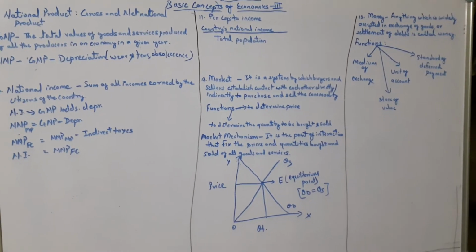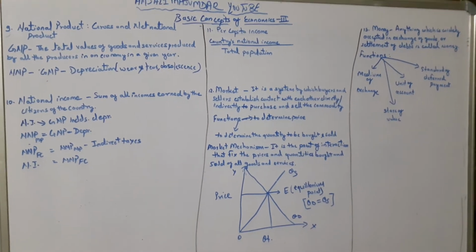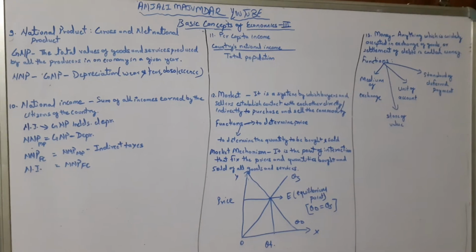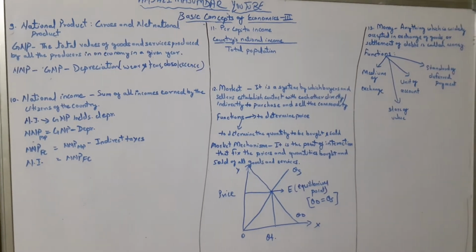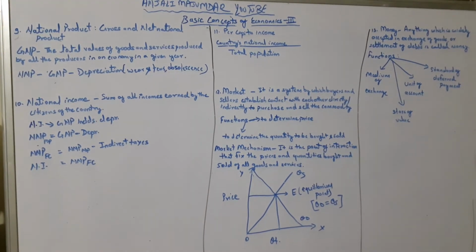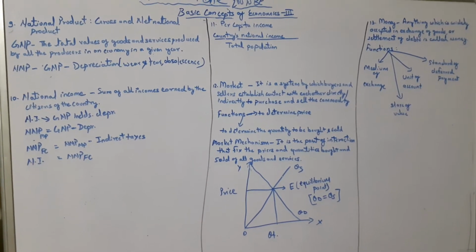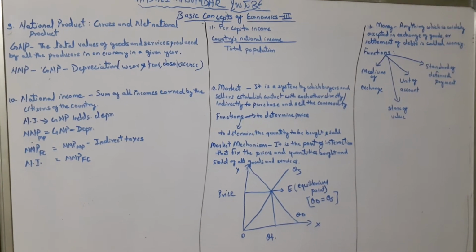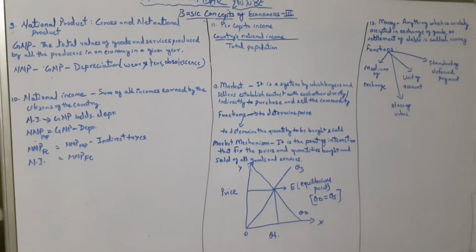Then next is per capita income. Per means one individual, capita income means one person's income. So how to calculate it? If you divide total national income, which we understood how to calculate in point number 10, by the total population of a country, you will get per capita income. That is the formula.